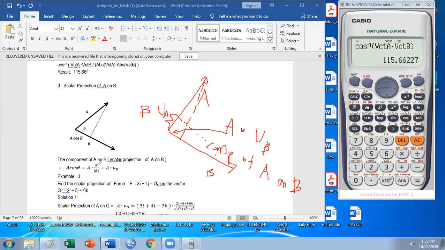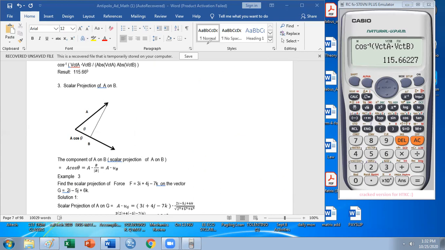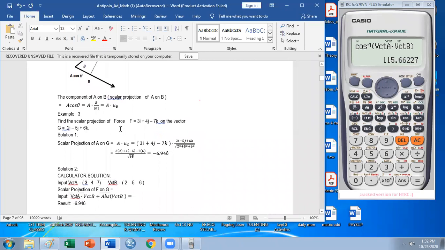So look at this. Find the scalar projection of f equals 3i plus 4j minus k on the vector g. Look carefully. What happened? You just get f dot unit vector g. This is vector f, and this is the unit vector g.